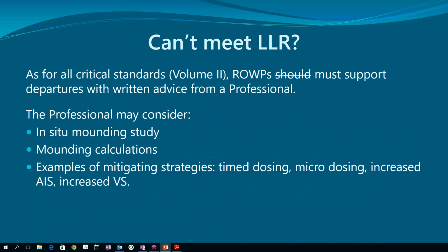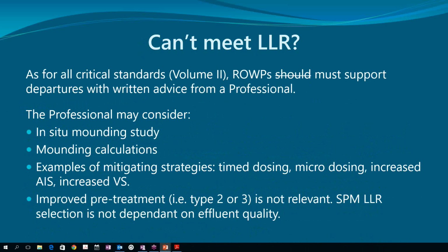So those can be mitigating strategies a professional could consider, but what they can't consider is improved pretreatment. Type 2 or 3, it's not relevant to linear loading. SPM linear loading rate selection has nothing to do with effluent quality. There are no distinct columns for type 1, 2, or 3. There are for hydraulic loading, but not for linear loading. And the reason is because it's irrelevant, right? We still need a certain amount of VS, and it doesn't matter what type it is. You still need to have some degree of unsaturated soil.